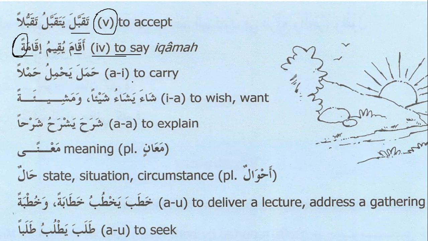Hamala yahmilu hamlan, to carry. Sha'a yasha'u shay'an. What is the plural of shay'an? Ashya'u. Shay'an, ashya'u. And also wa mashi'atan. Mashi'atan. So it has two masdarain. Shay'an wa mashi'atan. Then we have sharaha yashrahu sharhan, to explain, to open something, to explain something. And then we have ma'anan.